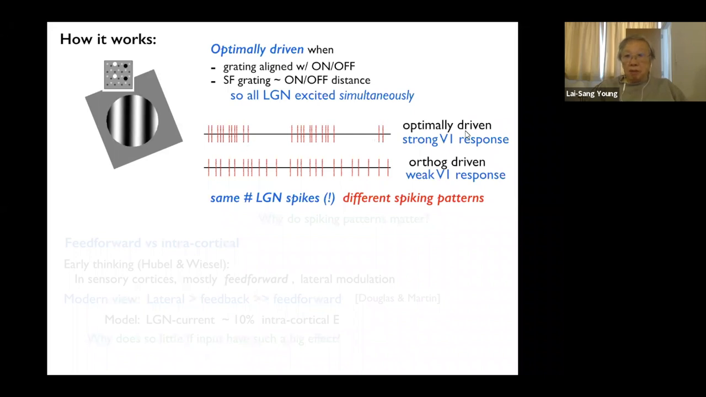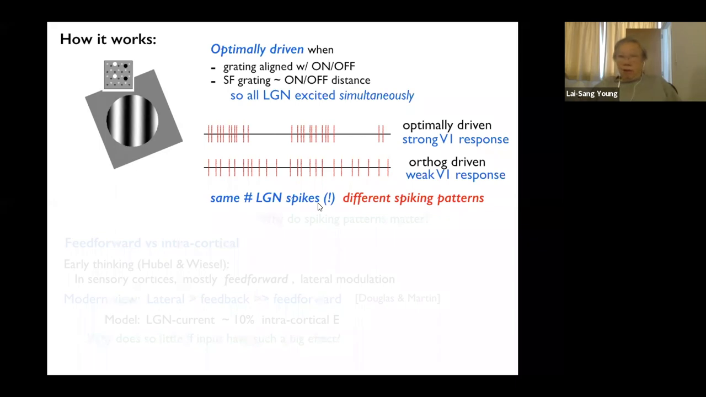When a cell is optimally driven, so when it's aligned like this, the LGN spikes, all four of them, would come bunched together, and then you go through a period when it's not so excited, and then another period when it's all bunched together: all four excited, then nobody excited. Whereas if you turn it 90 degrees, then it will be spaced out more like this, okay?